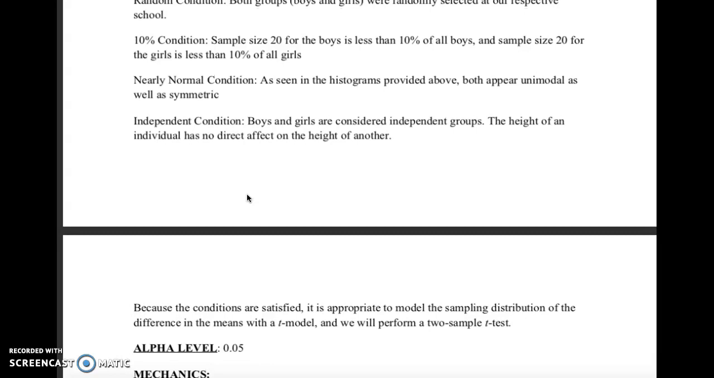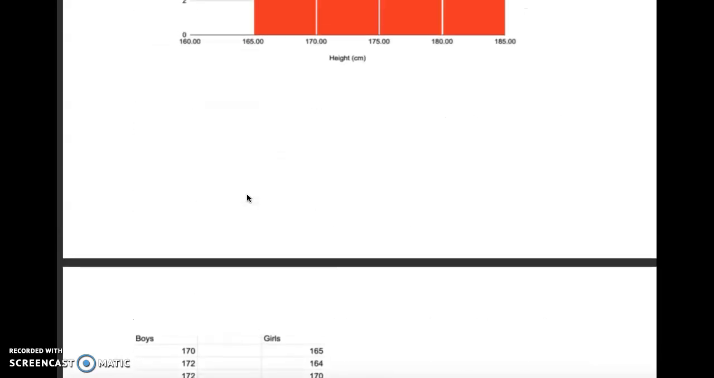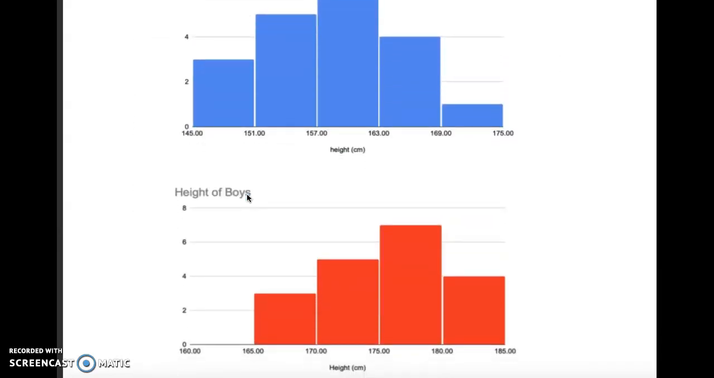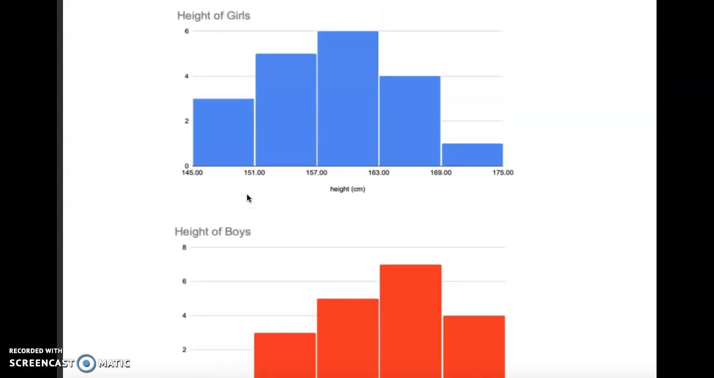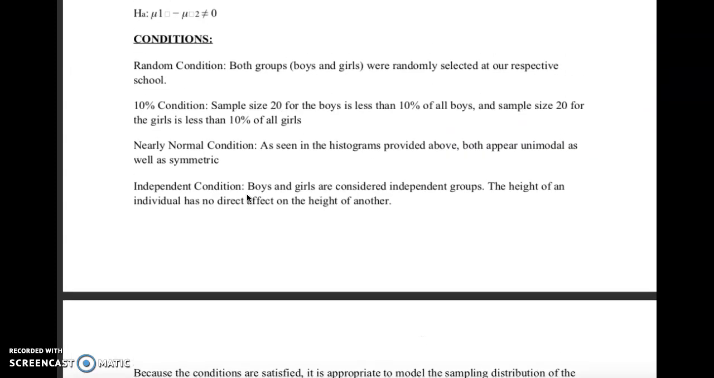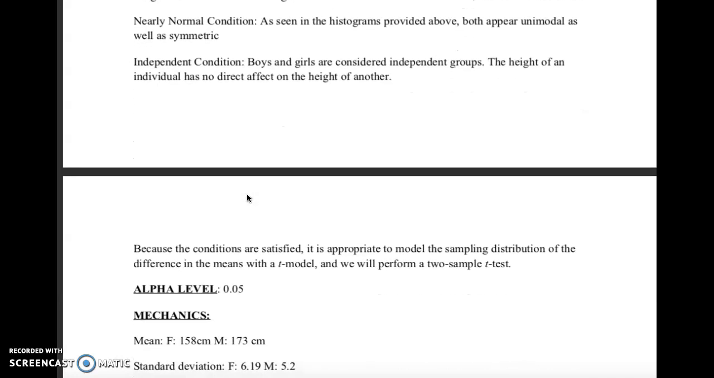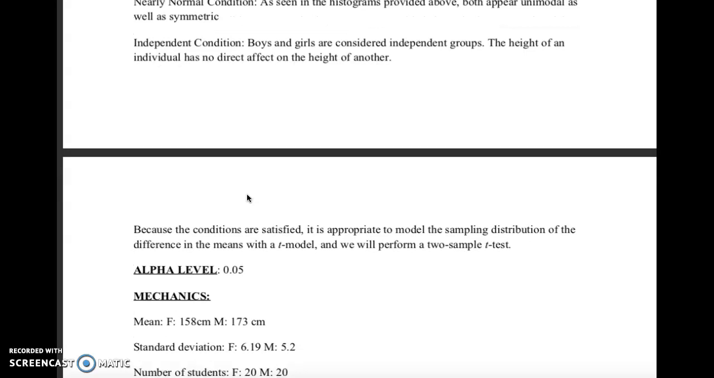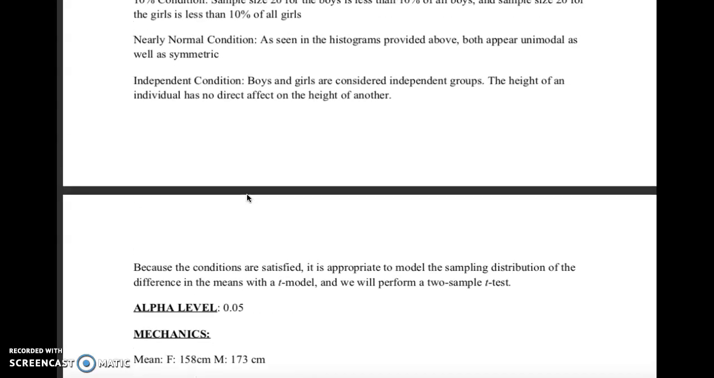For our nearly normal model condition, you can see within our histograms that they are roughly unimodal and symmetric, so we felt that this condition could be met. As for our independent condition, boys and girls are considered independent groups, and their heights have no direct effect on one another. So because all these conditions were satisfied, it is appropriate to model the sampling distribution of the difference in the means with a t-model, and we'll perform a two-sample t-test. Our alpha level is 0.05.